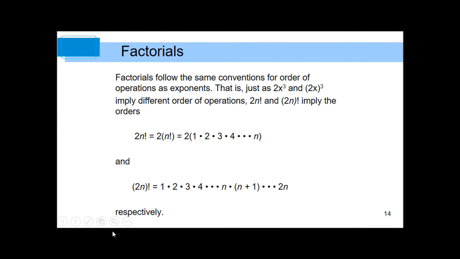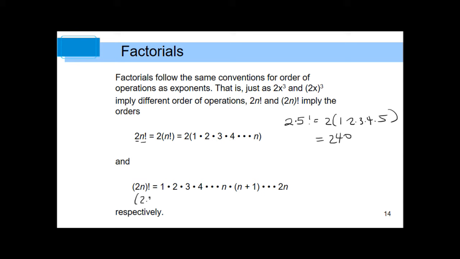It's important to know that the factorial only affects what's immediately in front of it unless there are parentheses. This is just like with exponents. So if you have 2 times n factorial, what we're saying is just take that 2 out front and multiply it times n factorial, 1 times 2 times 3 times 4, all the way up to n. So for example, if it was 2 times 5 factorial, you would have 2 times 1 times 2 times 3 times 4 times 5. That was 120, so we would get 240. Very different number from if we have them in parentheses.